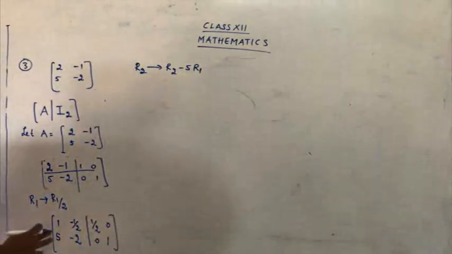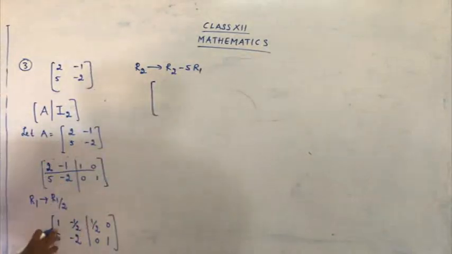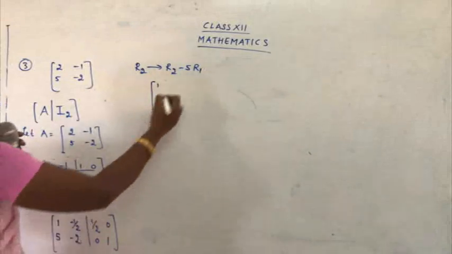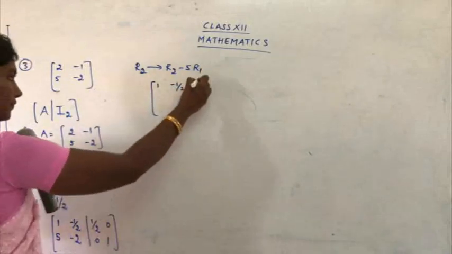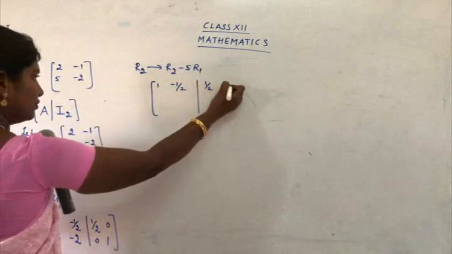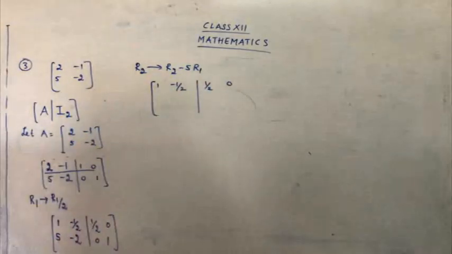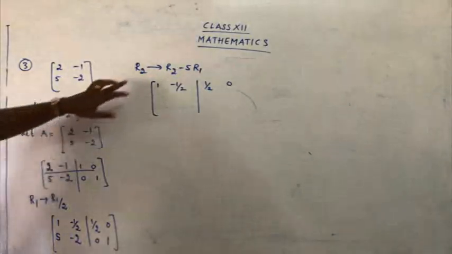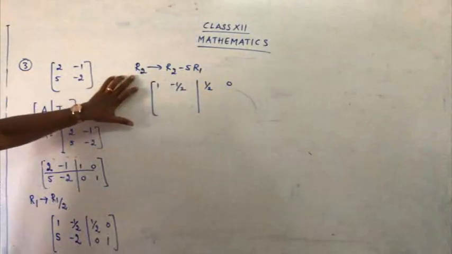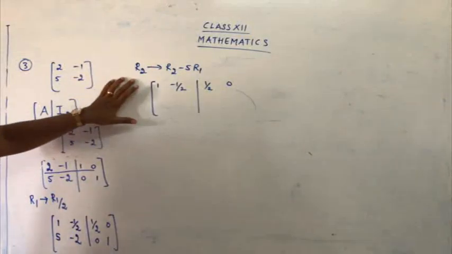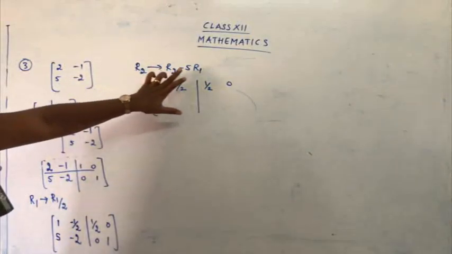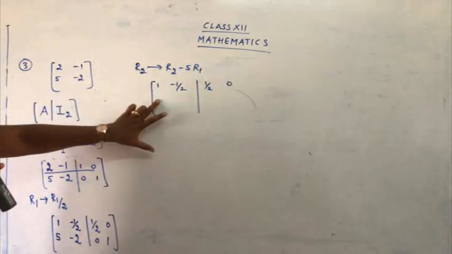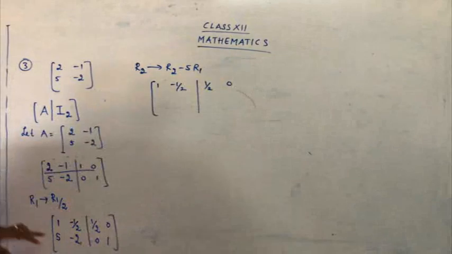So the first part is not changed. Keep the first row as it is. We are not going to do any changes here. So it's 1, minus half, half, 0. Nothing is changed in the first row. Now let's go for the second row. What's the operation here? It's R2. The row 2 is getting converted as row 2 minus 5R1. Why are we using this operation? So that I get here 0. So let's find out the answer.